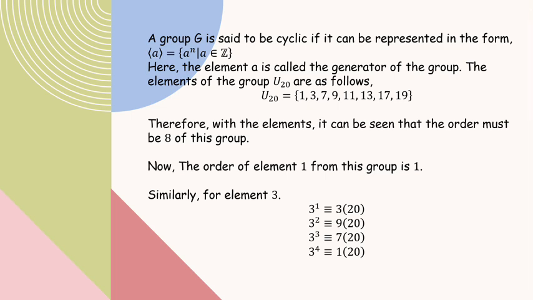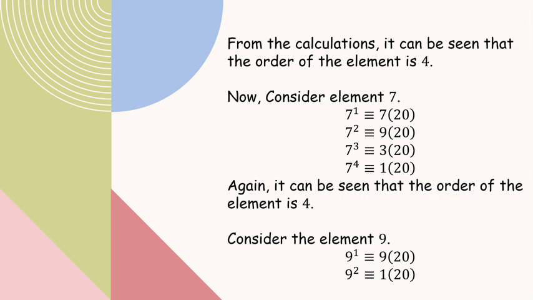The elements of the group U(20) are as follows. U(20) has the elements 1, 3, 7, 9, 11, 13, 17, and 19. Therefore, with the elements, it can be seen that the order of this group must be 8. Now, the order of element 1 is 1. Similarly, for element 3, from the calculation, it can be seen that the order of the element is 4.